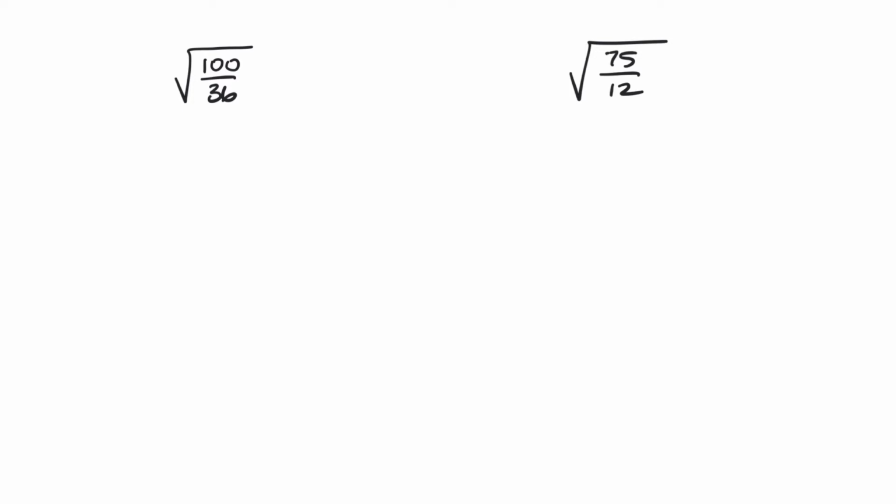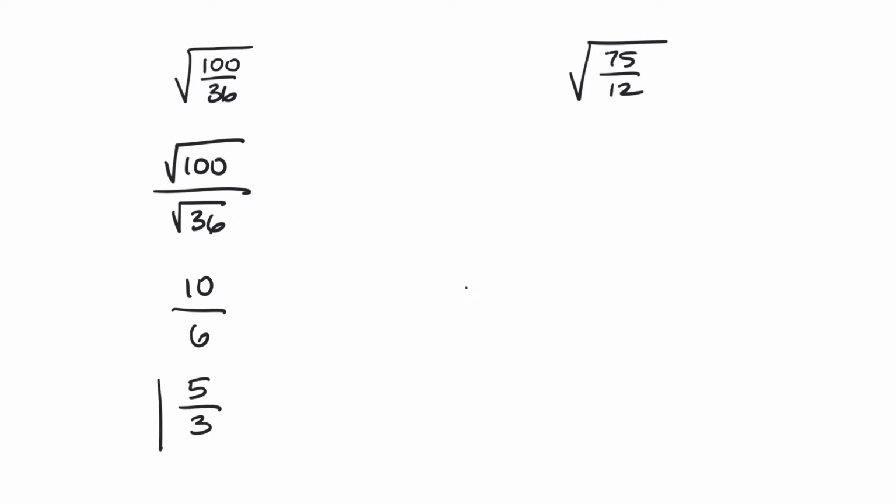So I'm going to start with the square root of 100 over 36. And I'm going to change this to the square root of 100 divided by the square root of 36. So the square root of 100 we know is 10, and the square root of 36 is 6. Now we just have to simplify 10 over 6. These are both divisible by 2. So if I divide the top by 2 and the bottom by 2, I would get 5 over 3, and that is our simplified version.